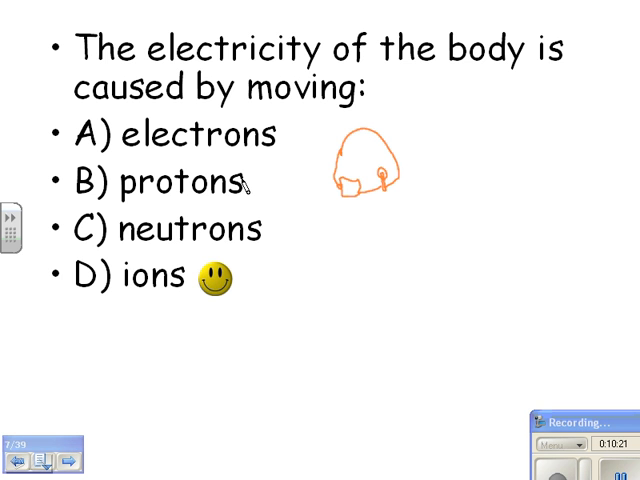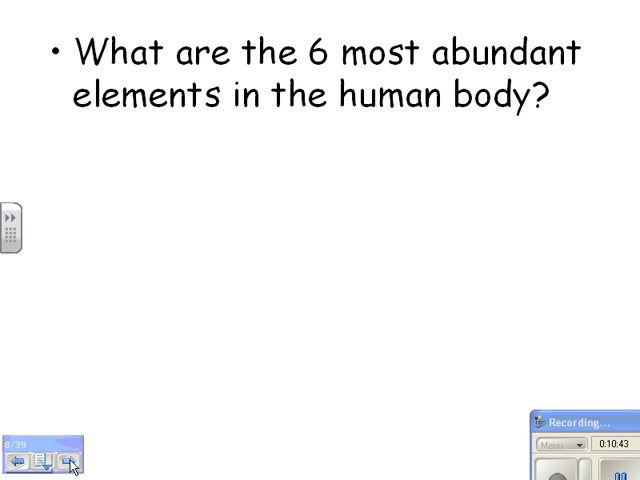Protons are stuck in a nucleus. They're not moving anywhere. Neutrons are also stuck in a nucleus, and they don't have a charge anyway. Ions are charged atoms or molecules. When they move, they actually cause electricity, and that's the electricity of your body. So that's, I think, super, super cool. Calcium ions, potassium ions, sodium ions, chlorine ions, all these things make your heart and your brain work. They're electrical.